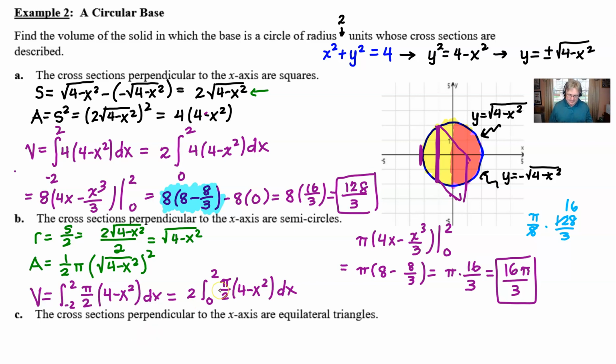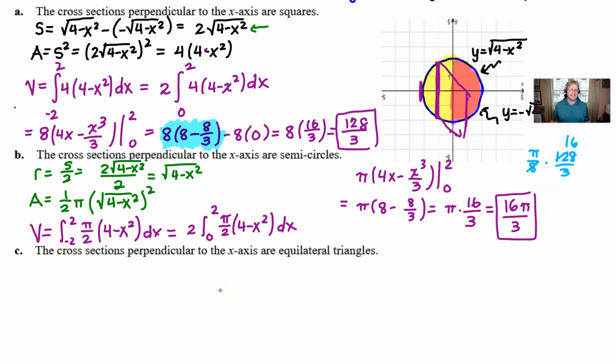When you take a look at part C, we'll attack it in a very similar fashion. We're looking at equilateral triangles again. So again, we need to know base and we need to know height. Our base is always just going to be the length of this representative slice, which we called S way back in part A.